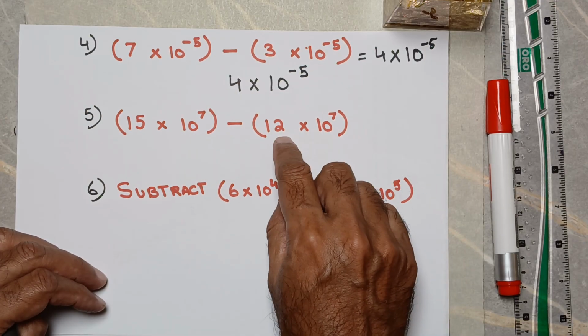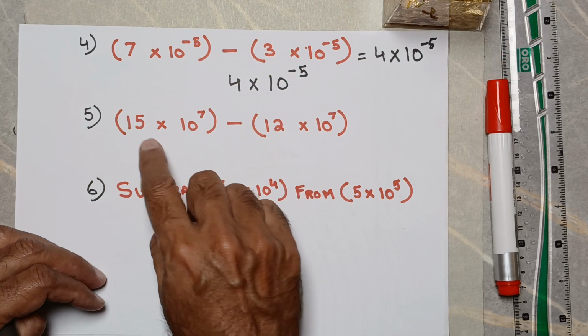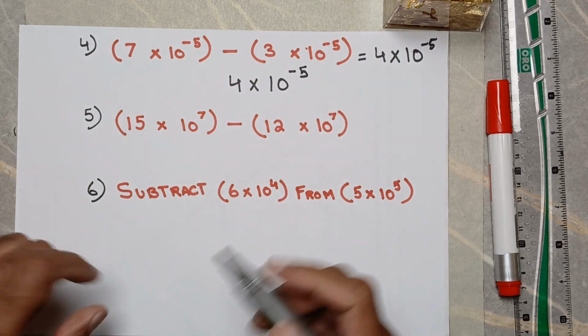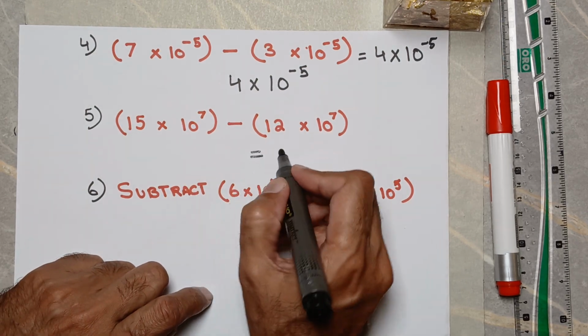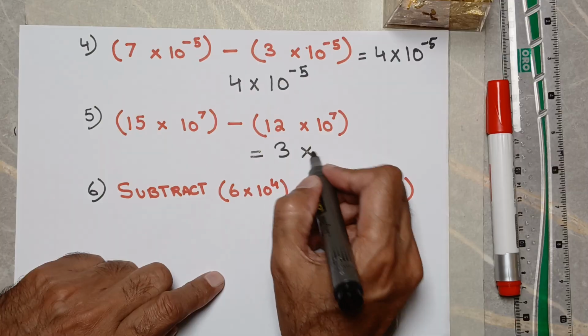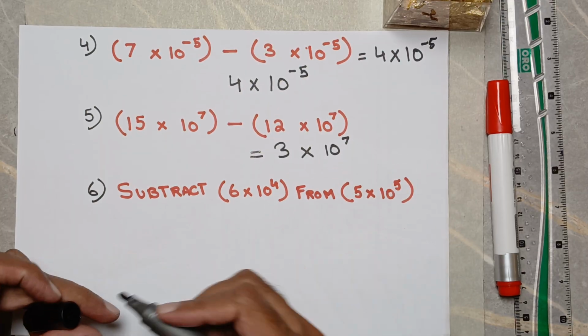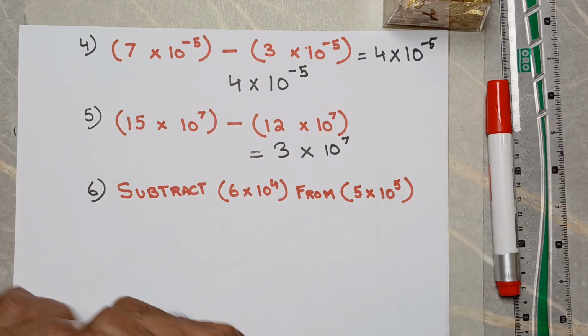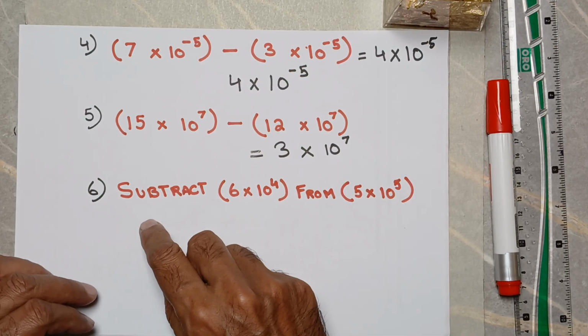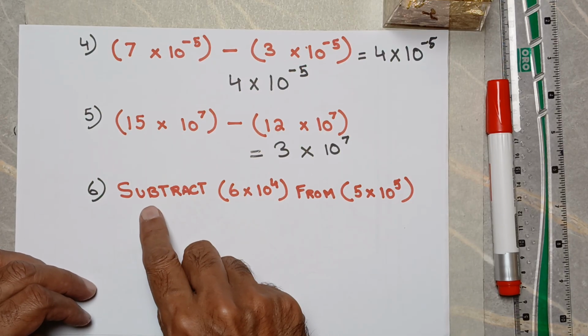What we are going to do, we will simply subtract this 12 from 15 and it will give us the answer. That will be 3 times 10 raised to the power 7. This is our answer.